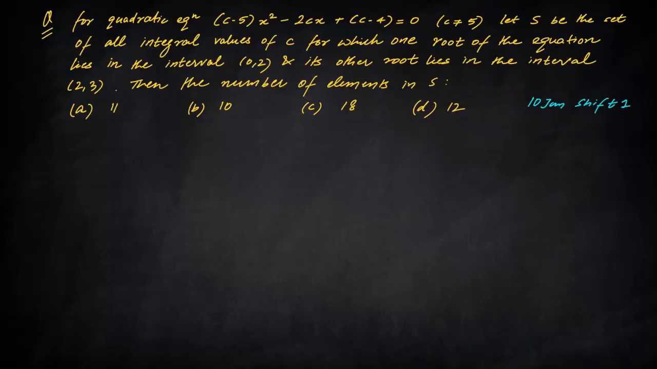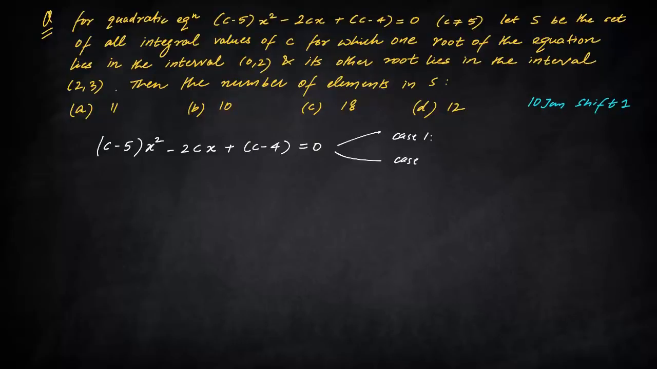Okay, so let's move to the 10th Jan shift 1 problem. I'll read out the question for you so people who are solving simultaneously can solve that. For the quadratic equation, now the quadratic equation is based on a parameter c, as we can see very clearly, and it is also the coefficient of x, that is c minus 5. So we are not sure whether the coefficient of x square is positive or not. That depends again on the value of c. So from here we get the hint that there will be 2 cases, case 1 and case 2. Why cases? Because what will be the coefficient of x square, positive or negative? Obviously it cannot be 0. That will make the cases.